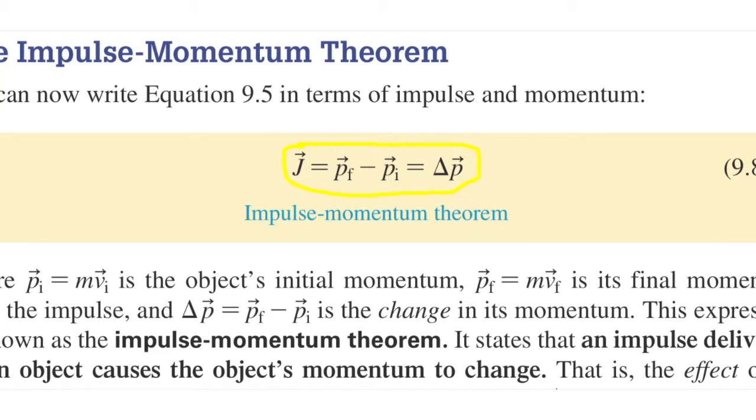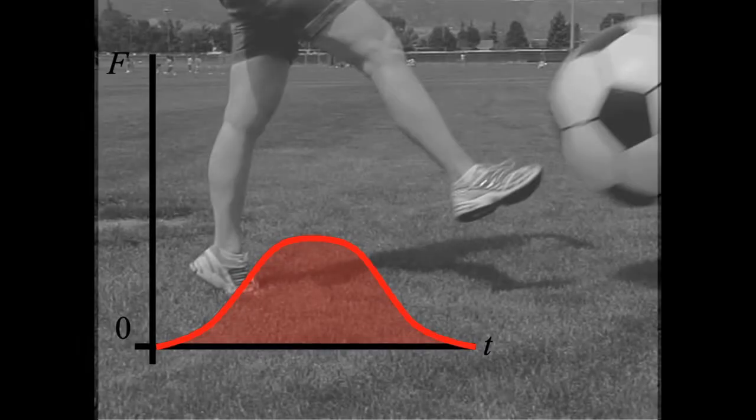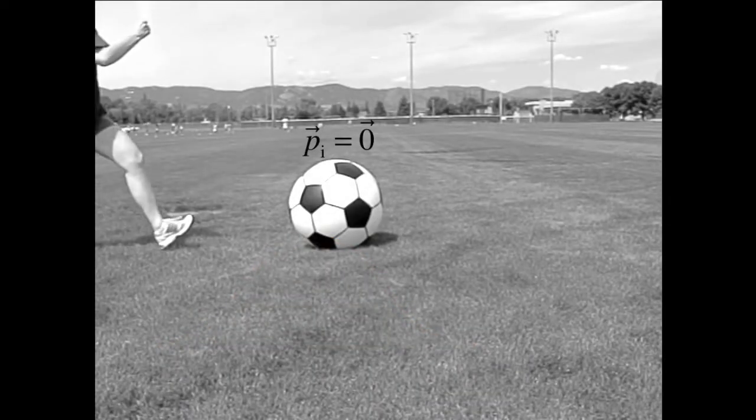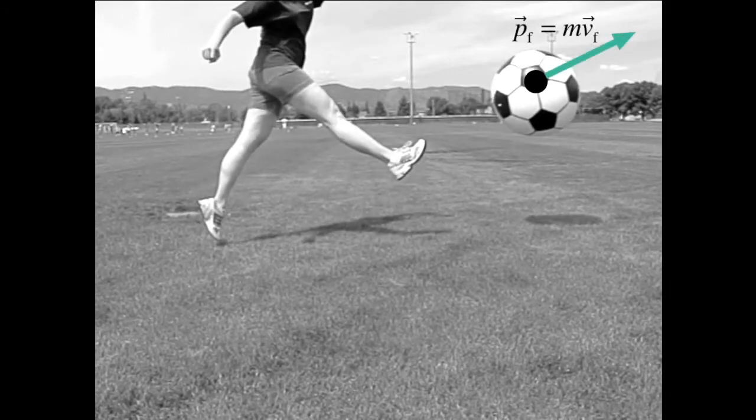This is something we've set aside, and we've highlighted it in the chapter because this is the central piece of chapter 9. The area under the force versus time curve, the impulse, is equal to the change in momentum. And this is a great way to analyze collision problems like the one that we've just seen.